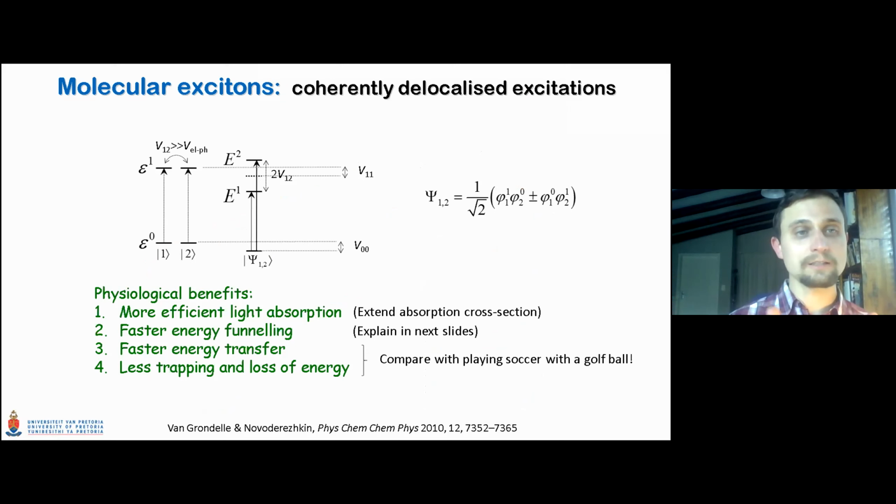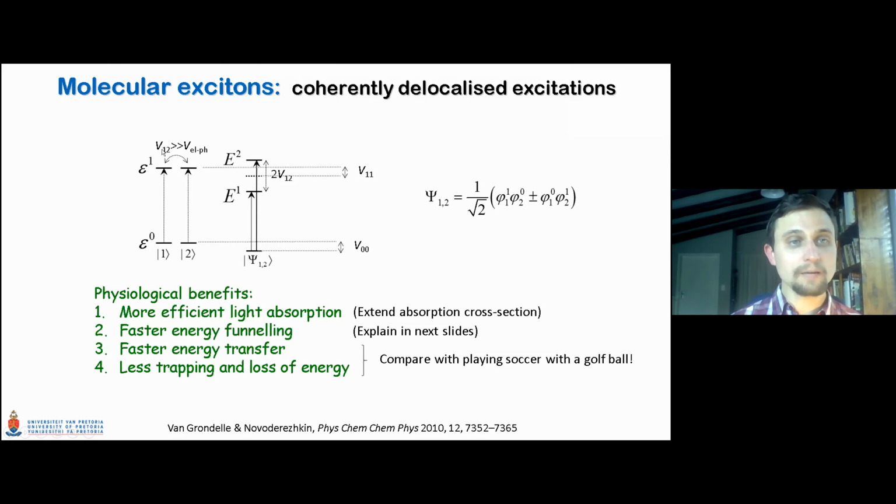And here is a simple explanation of this. Let's consider two-level systems. You can consider 2 of these chlorophylls that are close together so they can couple with each other. And let's say they are identical, so they have identical energies here. We have the ground state energy there. We have the first excited state there. And they couple with a coupling strength of V12.